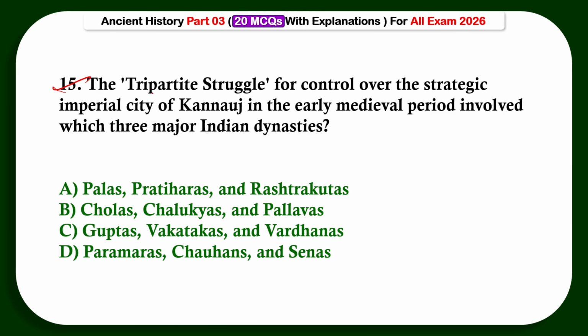Question number 15. The tripartite struggle for control over the strategic imperial city of Kannauj in the early medieval period involved which three major Indian dynasties? Option number B. Pal, Pratihar, and Rashtrakuta.